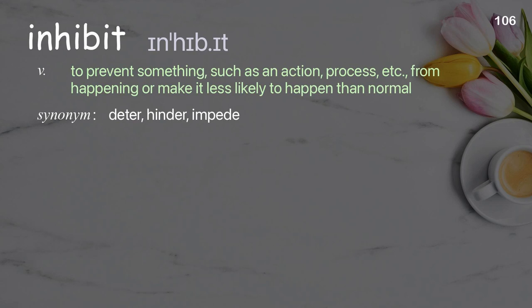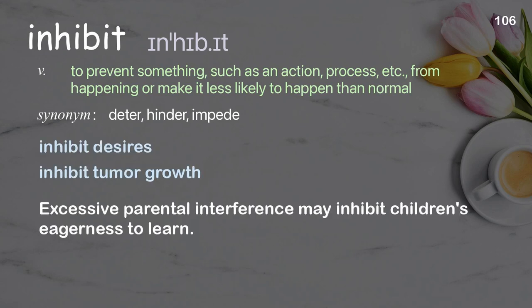Inhibit. To prevent something, such as an action, process, etc., from happening or make it less likely to happen than normal. Examples. Inhibit desires. Inhibit tumor growth. Excessive parental interference may inhibit children's eagerness to learn.